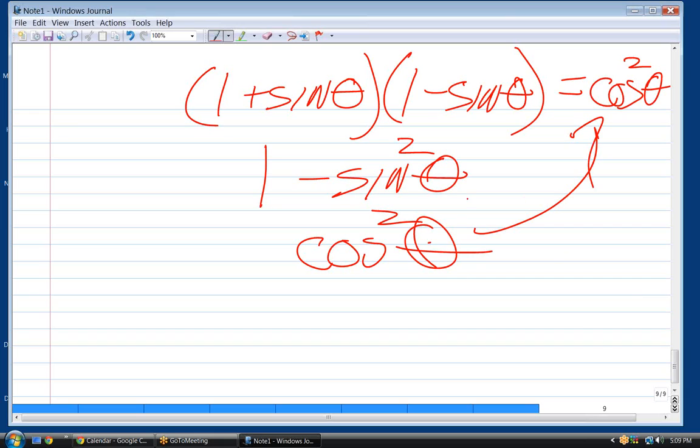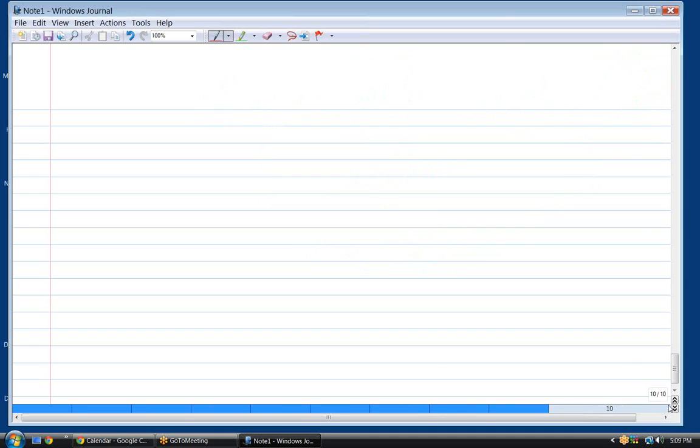Usually the way you want to do these is work with the most complicated side, which is clearly that side, and you don't want to touch this side over here. You just want to turn this into that. It always comes down to these 11 trig identities. The whole purpose of this drill, verifying trig identities, is merely to get you to learn them. There are no real-world problems where you have to verify trig identities.